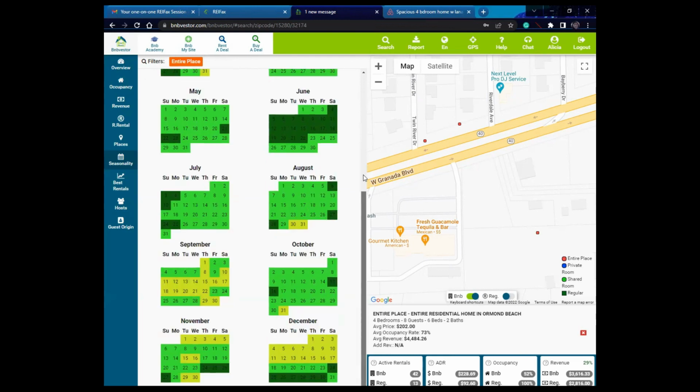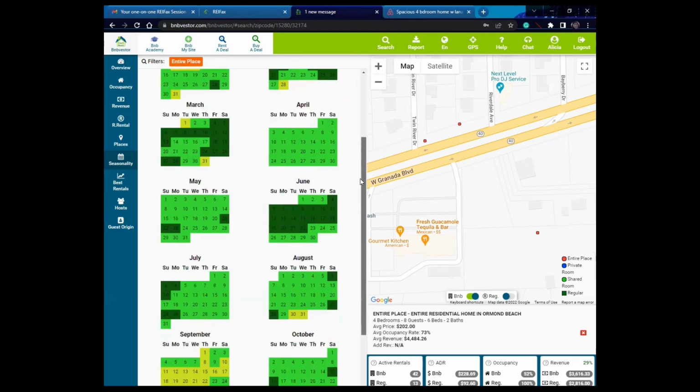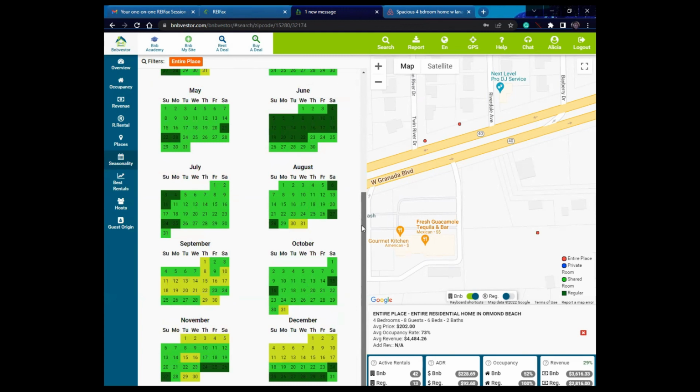In this area, we actually do not have bad days. There is no red ones. So this is a pretty good area for Airbnb. So let's go back.